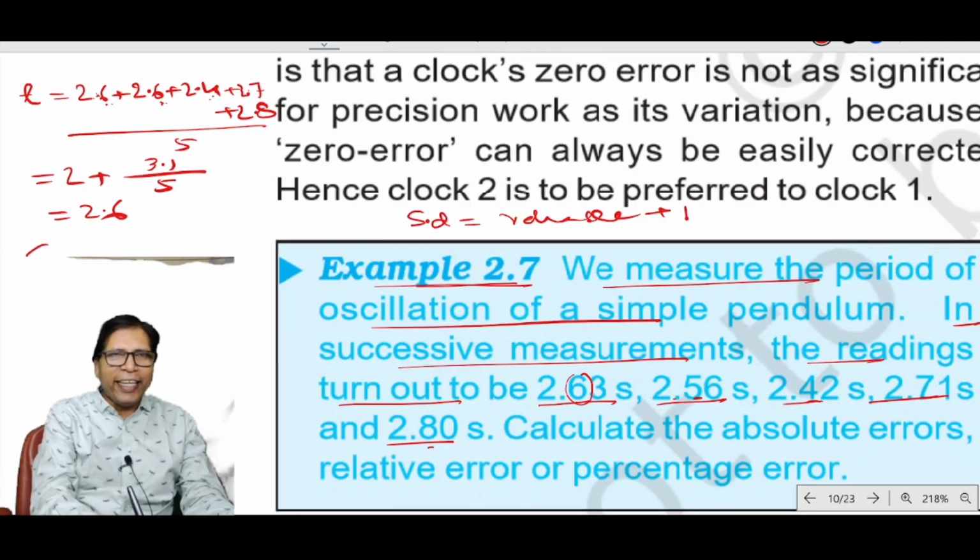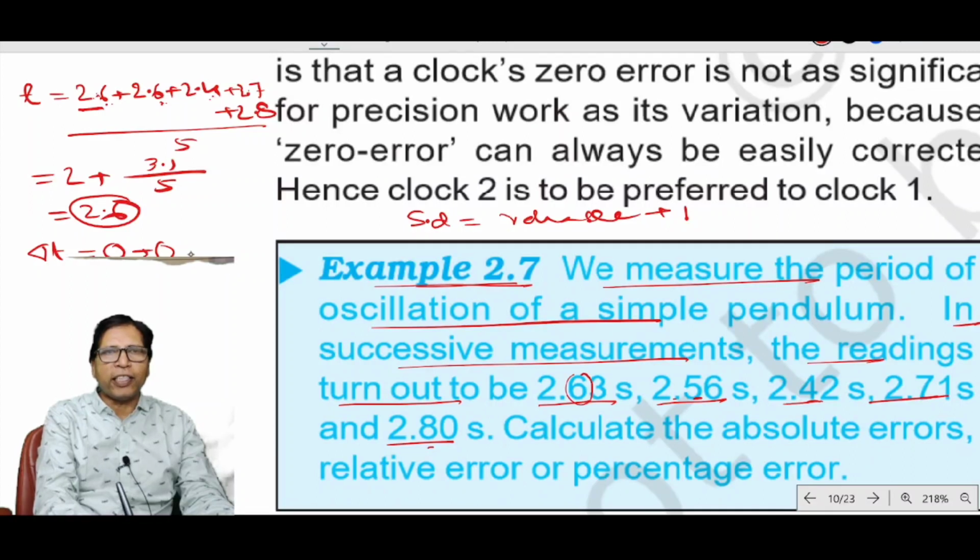Now look at this, delta t, the error in this measurement. 2.6 minus 2.6, so this is 0, plus 2.6 minus 2.6, this is also 0. Then 2.4 minus 2.6, so this is minus 0.2, so this is plus 0.2.